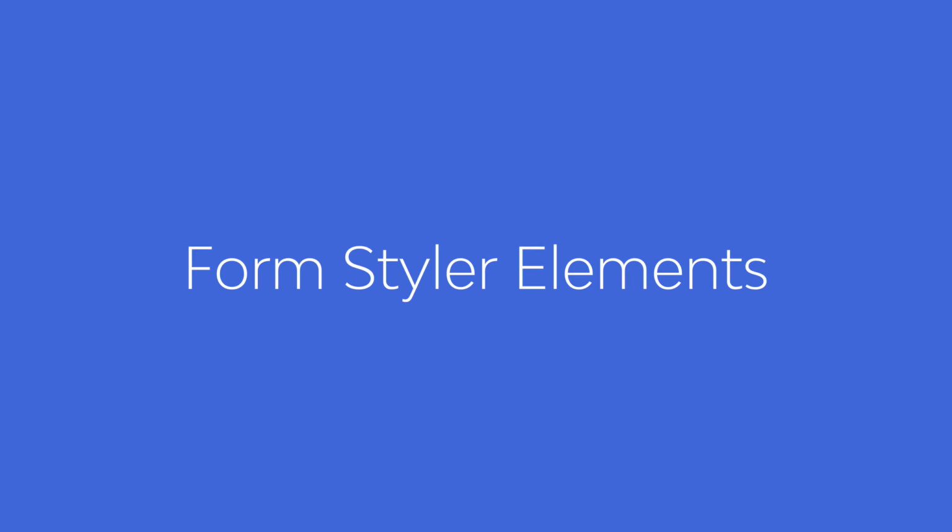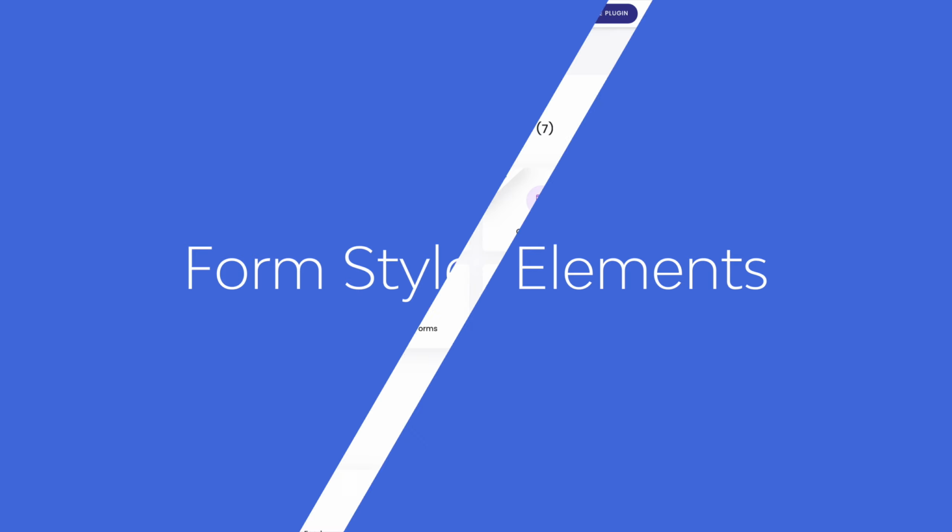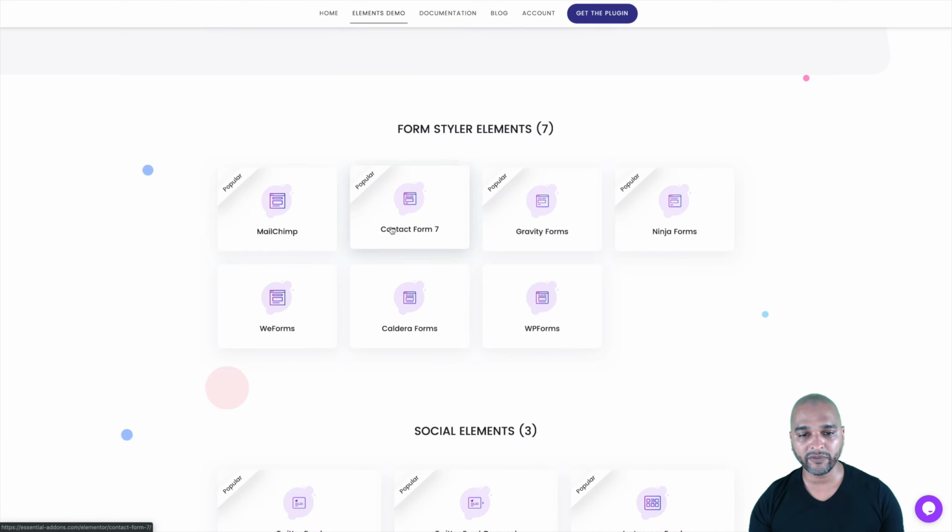Next, let's take a look at the form styler elements. So the first one is MailChimp, then we have Contact Form 7, Gravity Forms, Ninja Forms, WeForms, Caldera Forms, and WP Forms. Now, to be honest, most of the time I use the Elementor Pro form widget, which I think is really brilliant. And when I'm not using Elementor Pro's native widget, most of the time I use Gravity Forms.